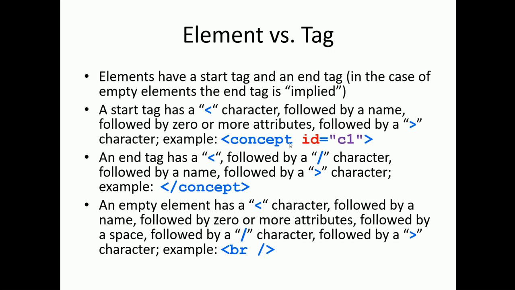So we have our less than character. We have our element name. In this case, the element is named concept. We have a space, and then we have an attribute called ID. ID equals, and then the value of the ID in this case is C1, and that's enclosed in either single quotes or double quotes. And then we have the greater than sign, which tells us that's the end of that tag. An end tag has a less than followed by a slash followed by the name followed by a greater than. So for this start tag of this element, we have this end tag, which would be the end tag for concept.